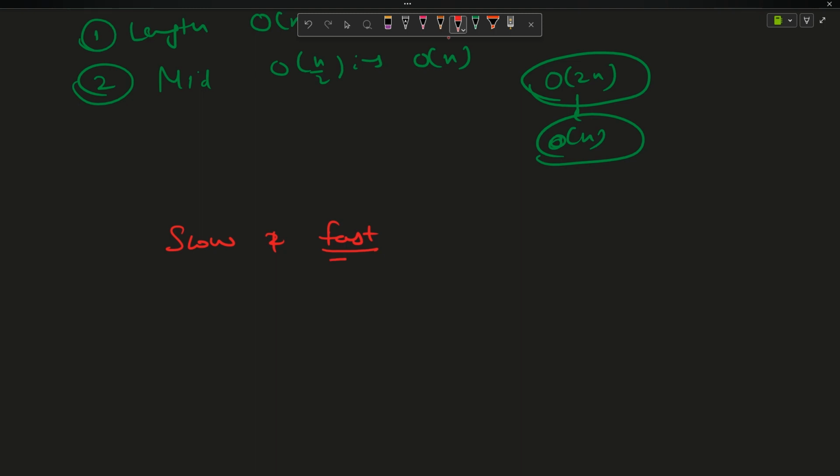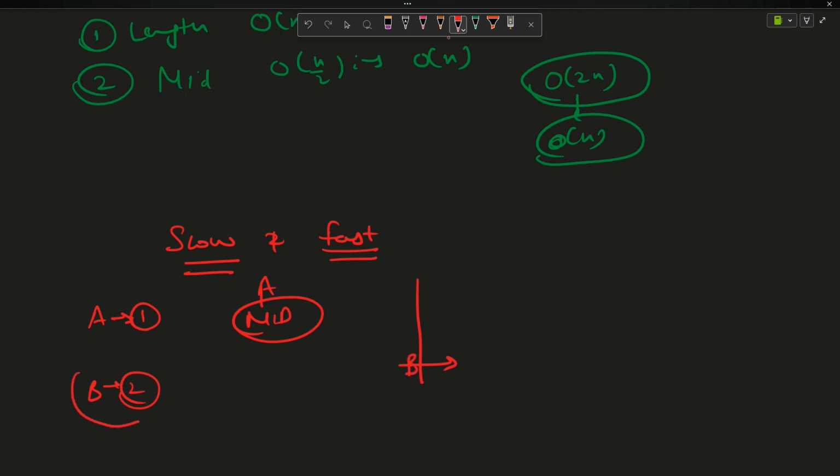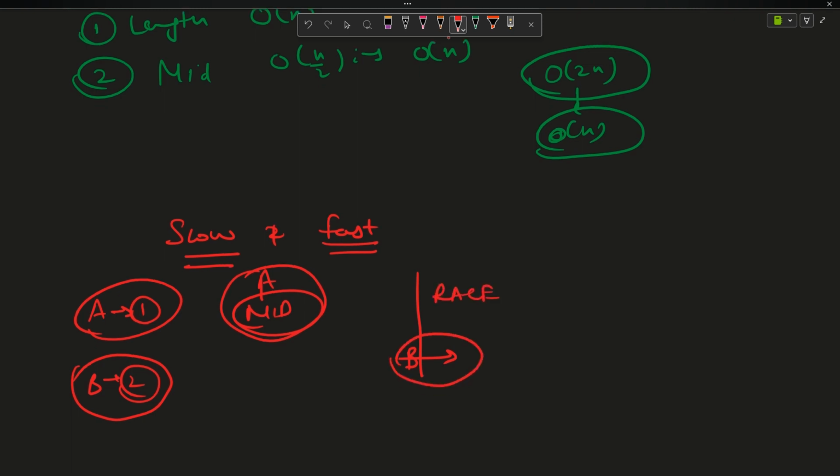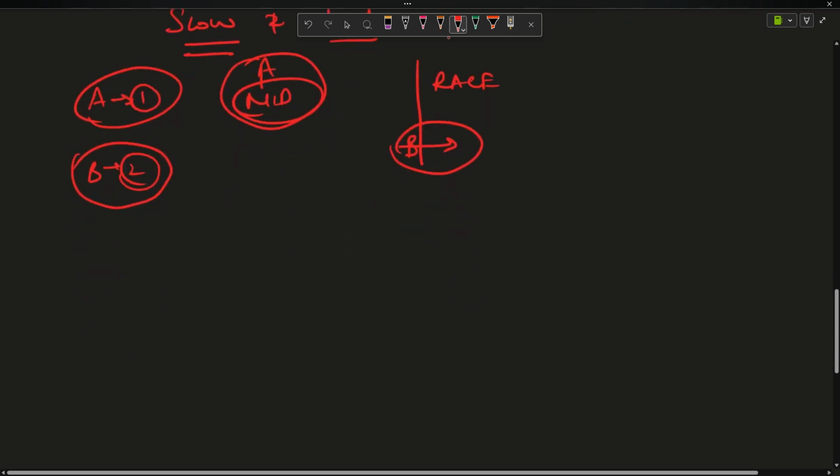Slow and fast. The approach is simple. If there is a person A and a person B, and person B is running 2 units per second while person A is running 1 unit per second, then when B finishes at the finish line, A will be at the middle. This is the approach. If B is running at double the speed of A, then A will be at the middle when B has finished the race. Let us try it out for odd and even again.